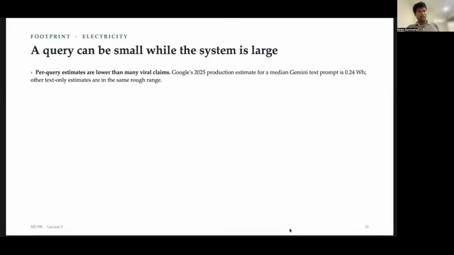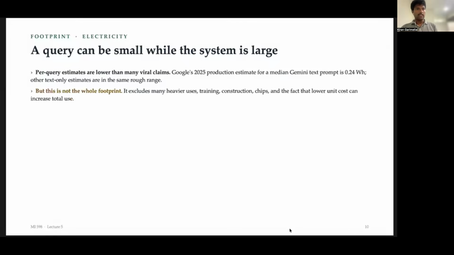So we cannot be really sure, but roughly, I think the agreed upon number is that a Gemini text prompt is 0.24 watt hours, which is negligible per query compared to various other things that we do. Eating meat, for instance, is extremely energy intensive, and driving a car is much more energy intensive compared to these.